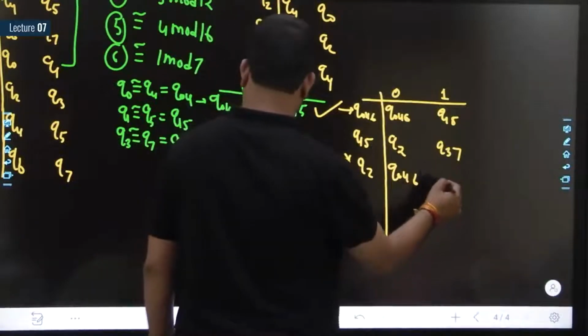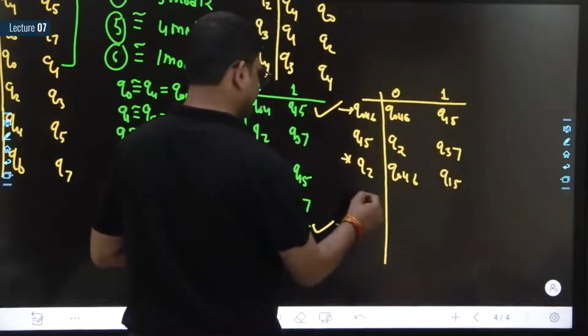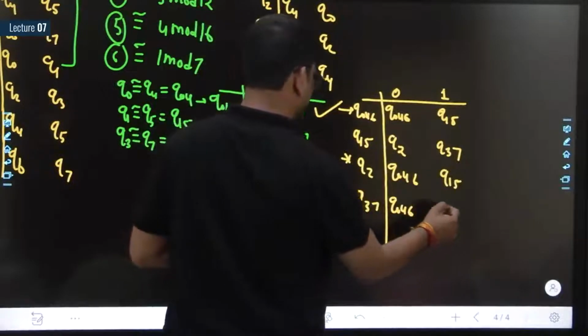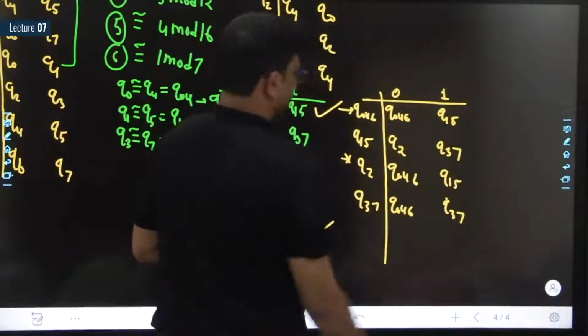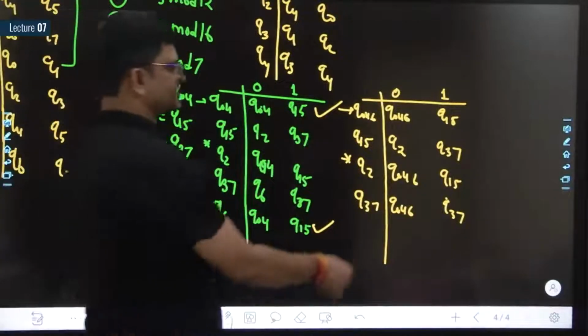Q046. Q15. Q37. Q046. Q37. This is the final minimal DFA. How many number of states? 4.